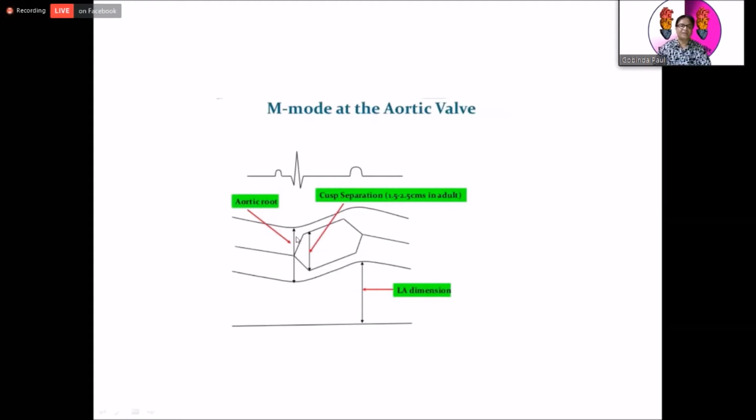Here is a schematic diagram of the aortic root at end systole. There is cusp separation. This is the right coronary cusp. This is the non-coronary cusp. This is the box shape. And there is end systole. We can measure the LA dimension.